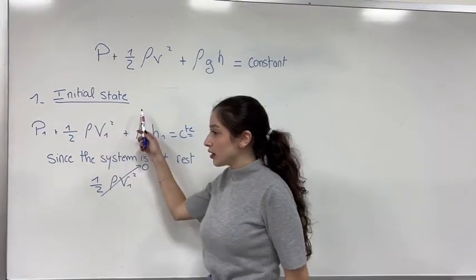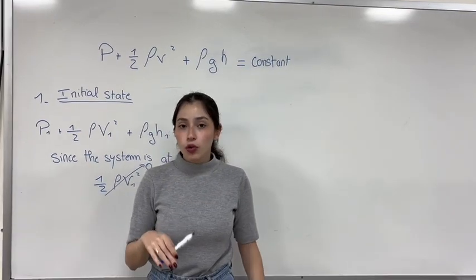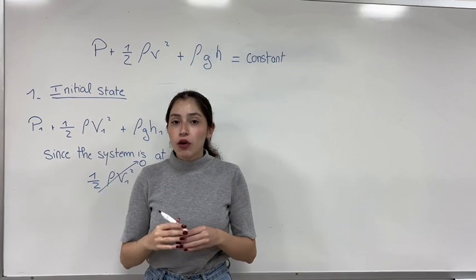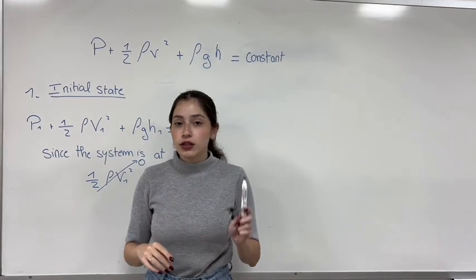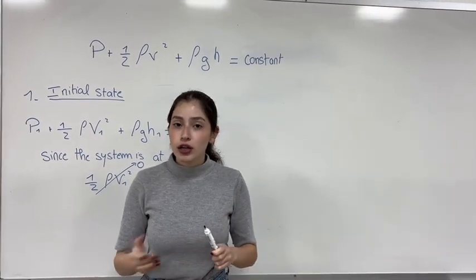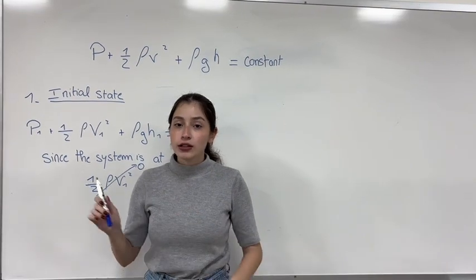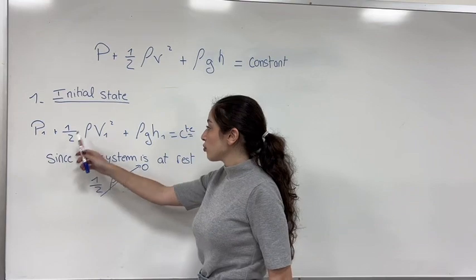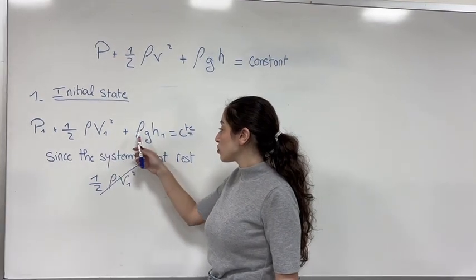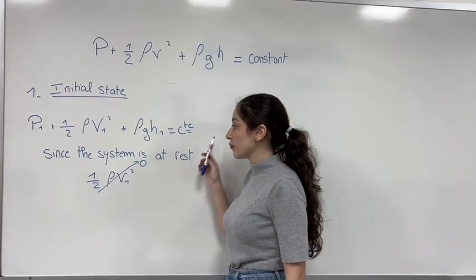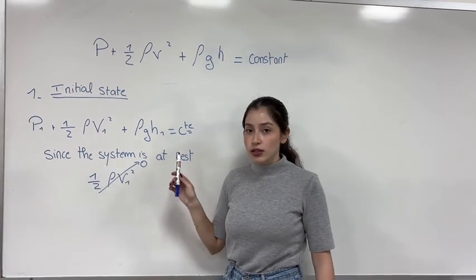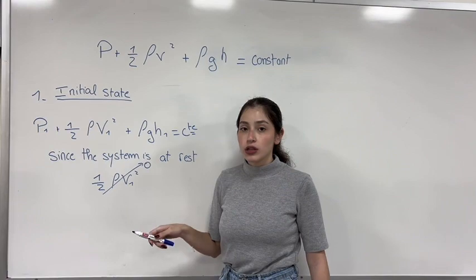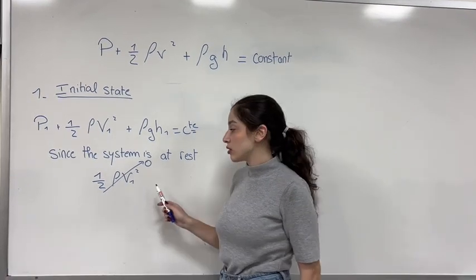In the initial state, the straw is submerged in the water, so the system is at rest. Now let's assume that the level of water inside the straw is the same as the level of water outside the straw, which is H1. And here P1 is the atmospheric pressure. So the equation is P1 plus half rho V1 squared plus rho GH1 equals constant. And since the system is at rest, the kinetic energy term, which is half rho V1 squared, is equal to 0 since the velocity is negligible.